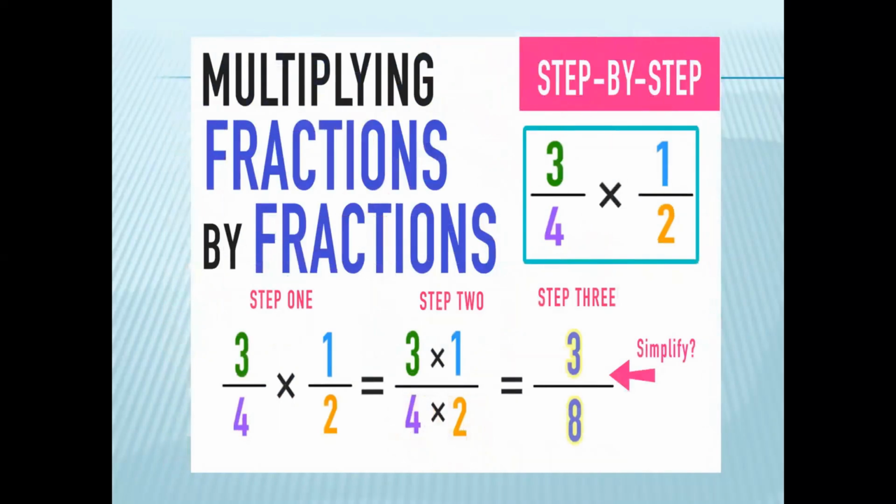How to multiply a fraction by another fraction? Step 1, like example is there 3 by 4. We have to multiply it by the other fraction, 1 by 2. Numerator will get multiplied with numerator only. Denominator will get multiplied with denominator. Step 3, we will get an answer 3 by 8. We can simplify the answer if it is getting divided by the same number. Else you can leave the answer in the same way.